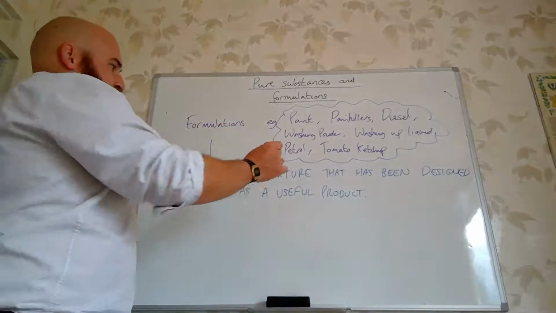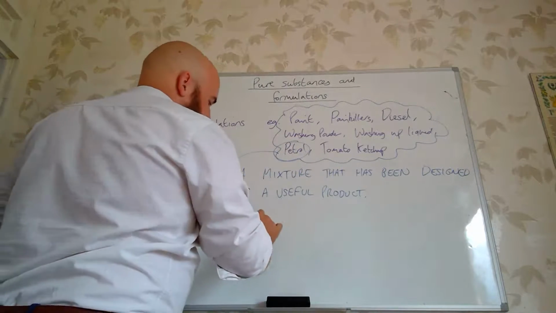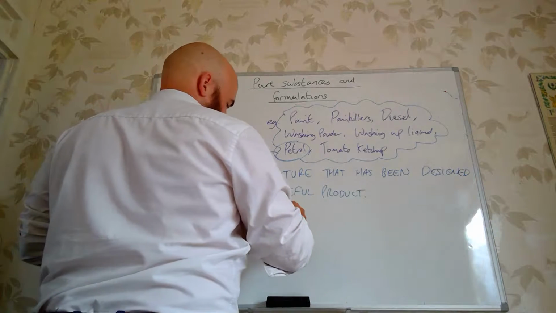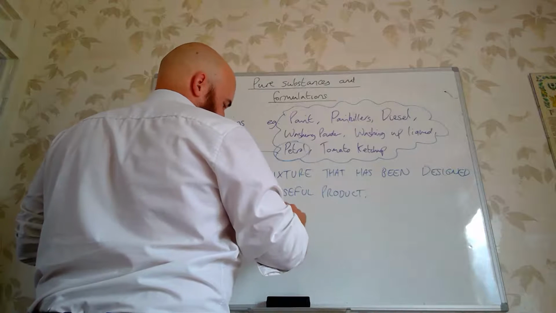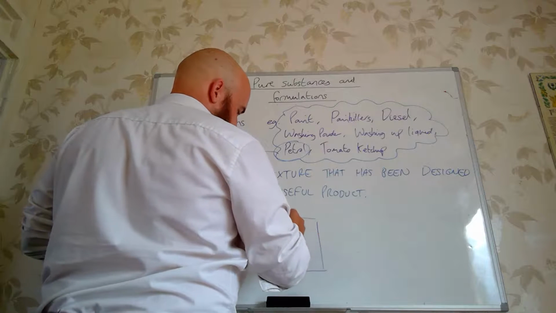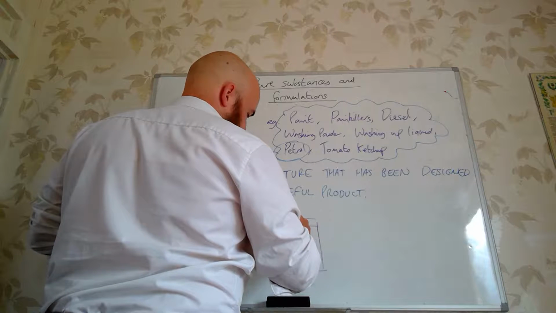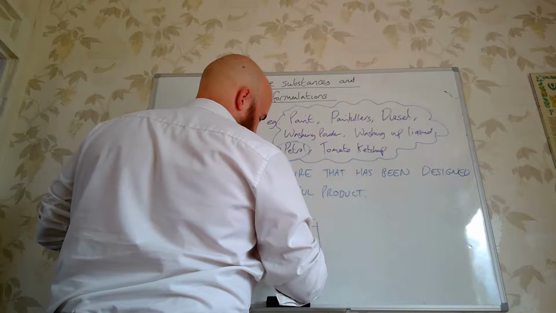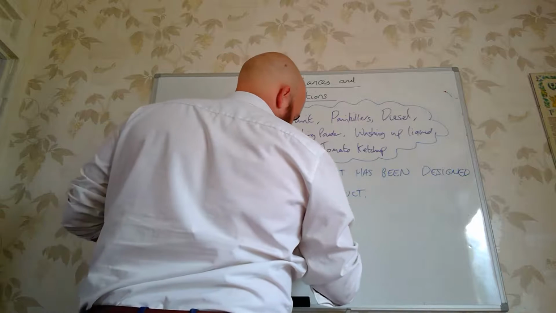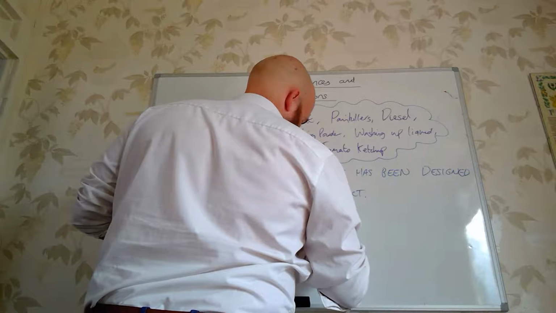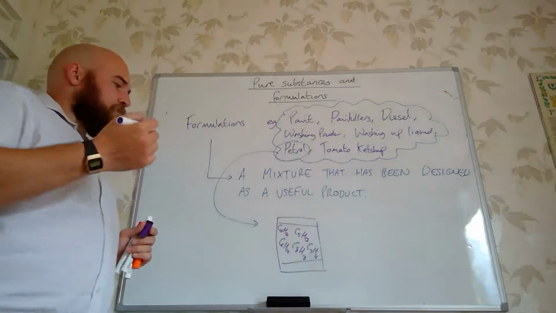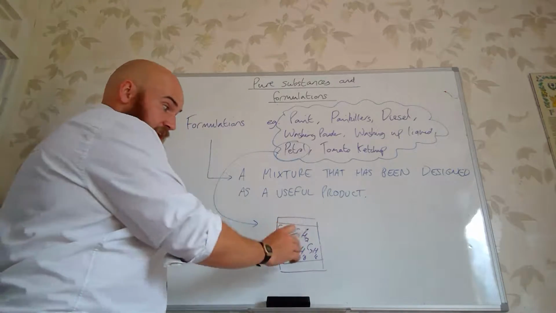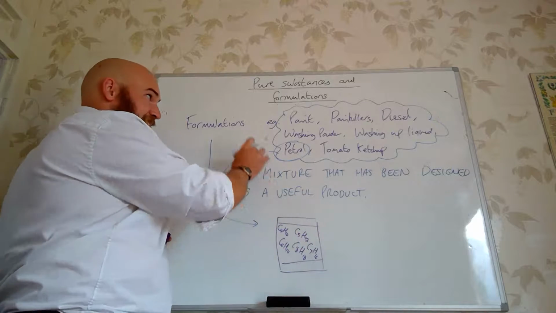A classic example would be petrol. When we looked at fractional distillation before, petrol has got, so imagine, I'm just going to draw a petrol barrel here. And in there, we've got C4H10, C5H12, C6H14, C8H18, C7H16. So we've got that mixture of molecules, all mixed together as one product. So they're a useful mixture. It is a formulation.